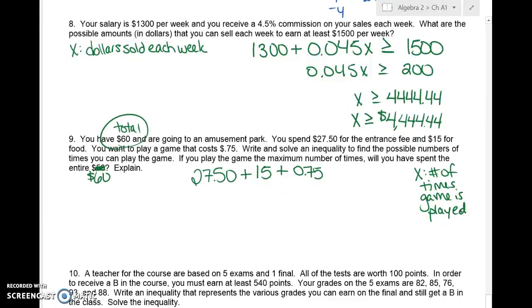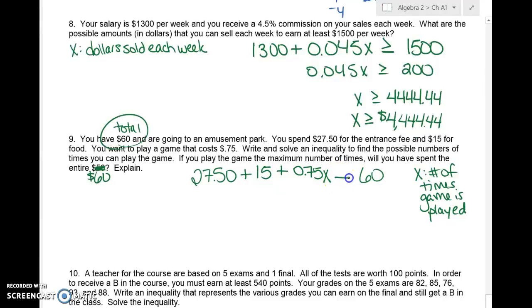Somewhere on your work, you need to indicate what your variable represents. So if someone else is looking at your math, they know what you're talking about. So 75 cents per game, so times x. And that all has to add up to our total of $60. Can we spend exactly $60?